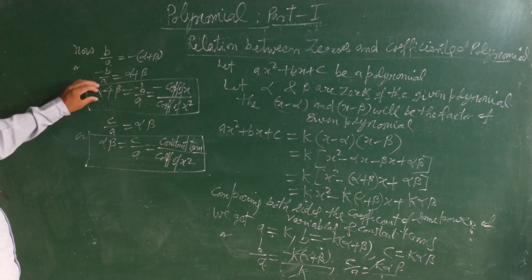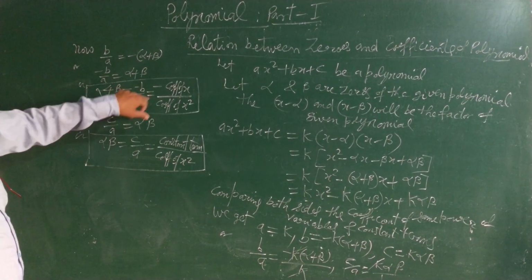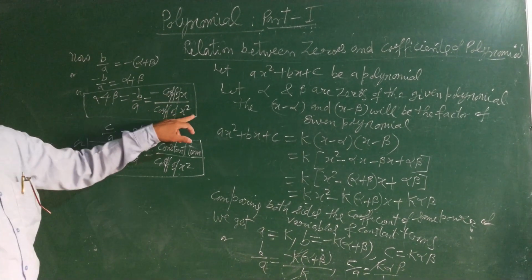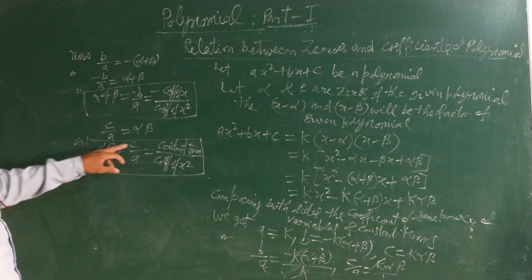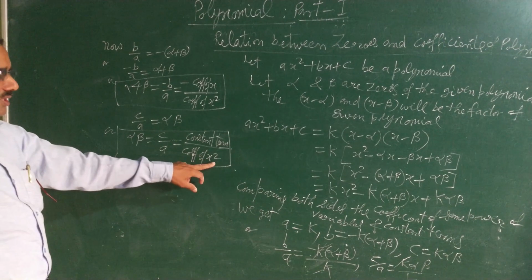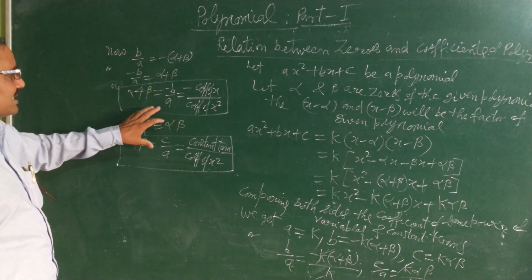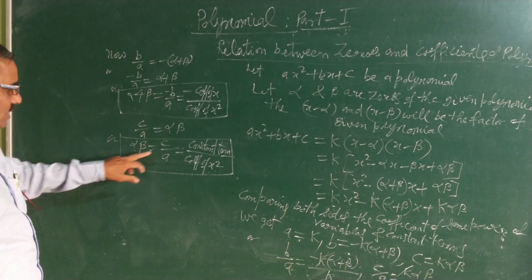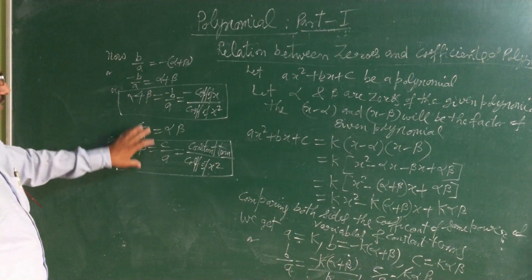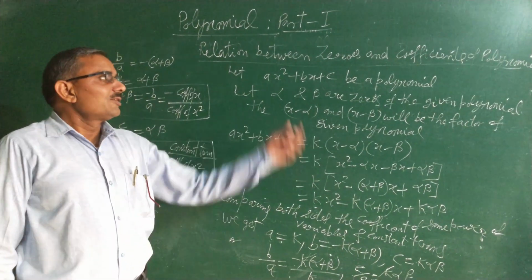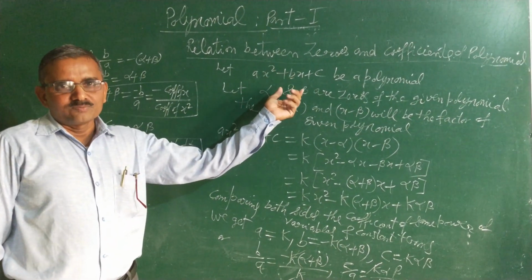Now alpha plus beta is equal to minus b by a. Minus b is minus coefficient of x upon a, which means coefficient of x square, and alpha beta is equal to c by a. c is the constant term and a is the coefficient of x square. These two relations, alpha plus beta is equal to minus b by a and alpha beta is equal to c by a, this is known as the relation between zeros and coefficients in case of a quadratic polynomial.